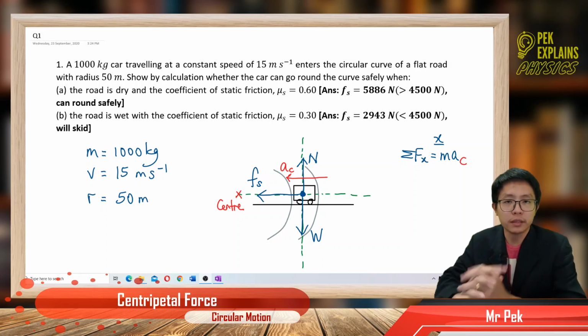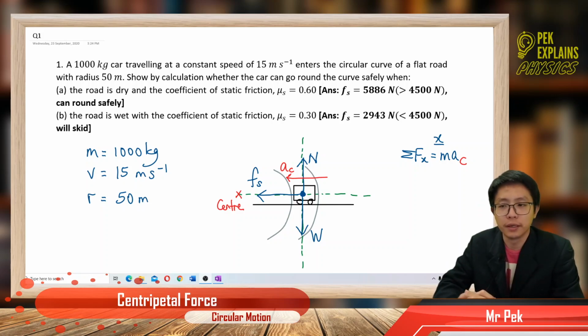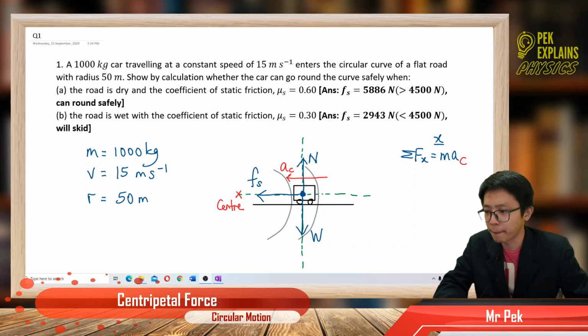Alright, now we have entered a new subtopic called the centripetal force in circular motion. Okay, this is the first question.